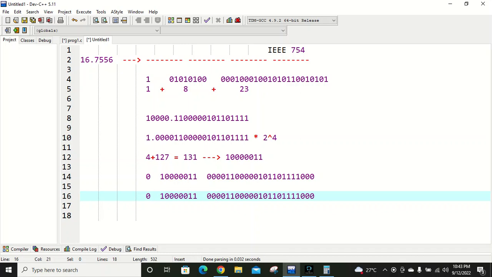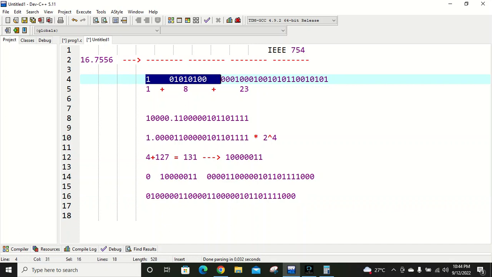So this value is the IEEE 754 representation of a number, and when I remove all the spaces, these are the 32 bits. So your number 16.7556, when you represent it in 32 bits, is represented like this: 0 tells you that the number is positive. The next 8 bits tell you the exponent value with 127 added to it, and after that the next 23 bits tell you the mantissa.